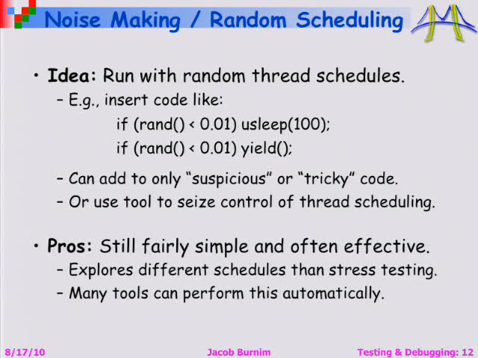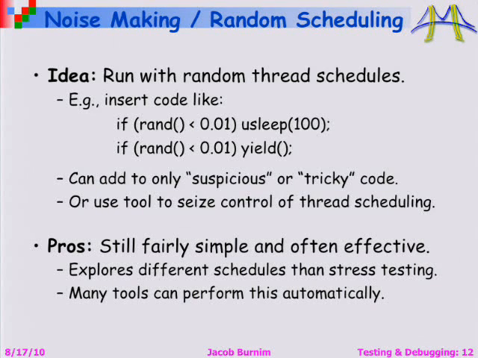And then another similar idea, something called noise making or random scheduling. Again, it's the same idea, just throwing an ad hoc technique at the problem, to try to see some new schedules. You can do things like just add random sleeps or yields to places in your program. Particularly if there's some part of it where you're concerned about the concurrency or the communication, you can just focus on that. And of course, there are tools that do this automatically.